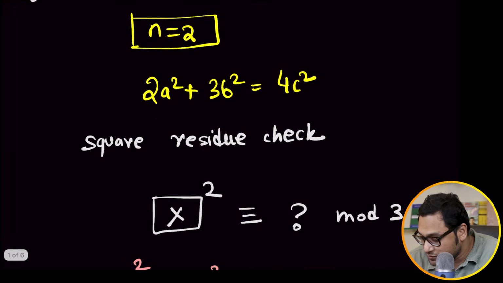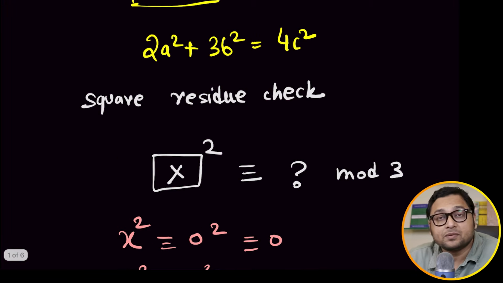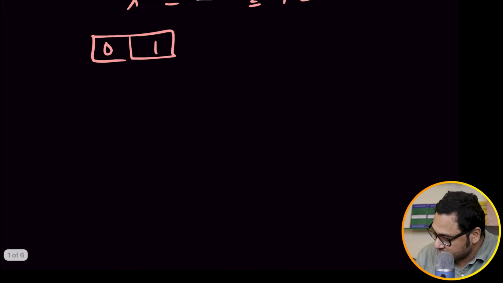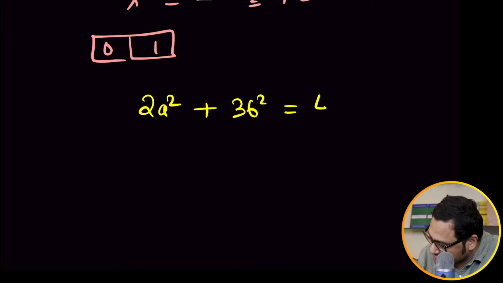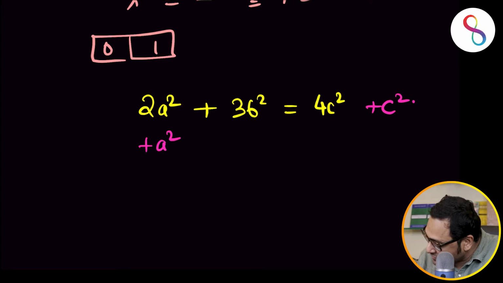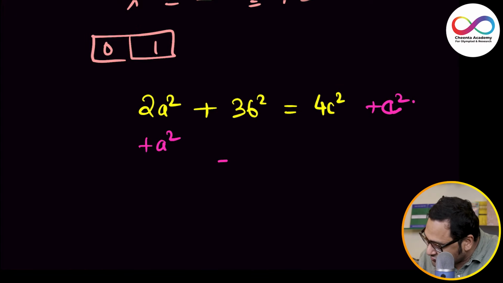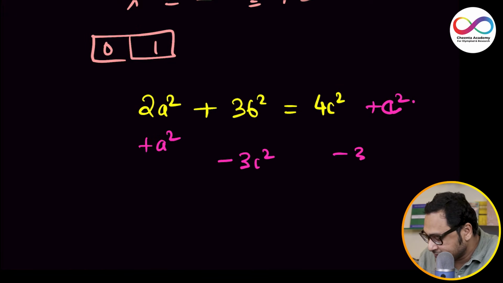Let's look at this equation one more time. 2a square plus 3b square equal to 4c square. I will add a square to both sides, and I will subtract 3c square from both sides.